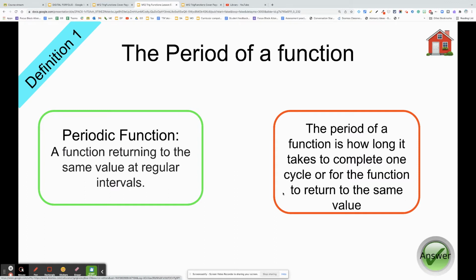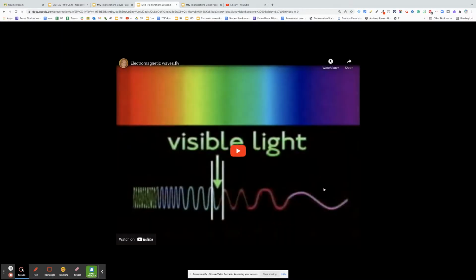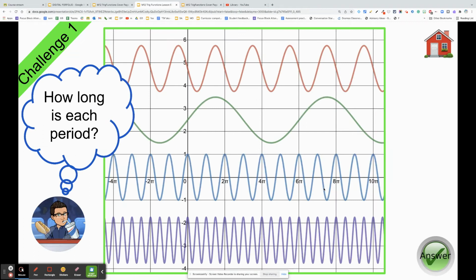So, two things. By the end of this class, you should know what a periodic function is, and that is a function that returns to the same value at regular intervals, and the period of a function is how long it takes to complete one cycle or for the function to return to the same value. So let's take a look at these. My first question is, what is the length of the period of these? So please pause the video, answer these questions, and we will go over it in just a moment.